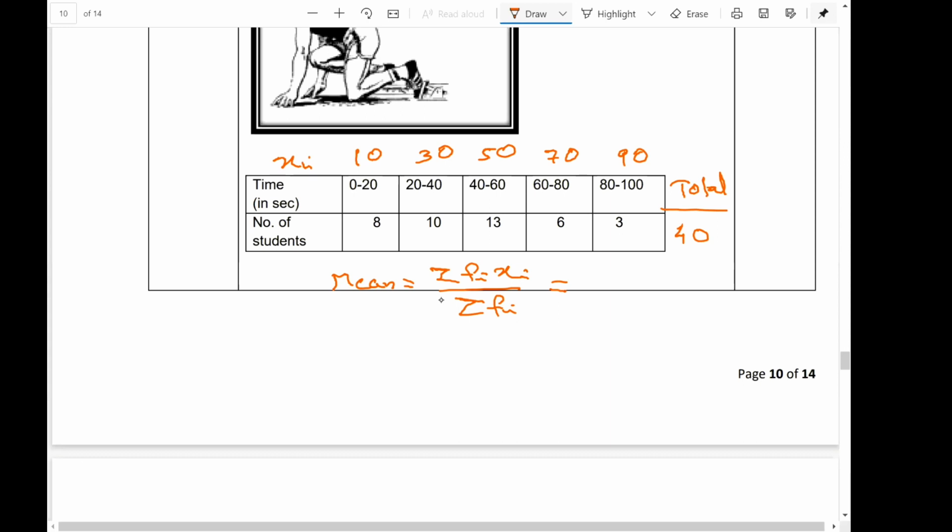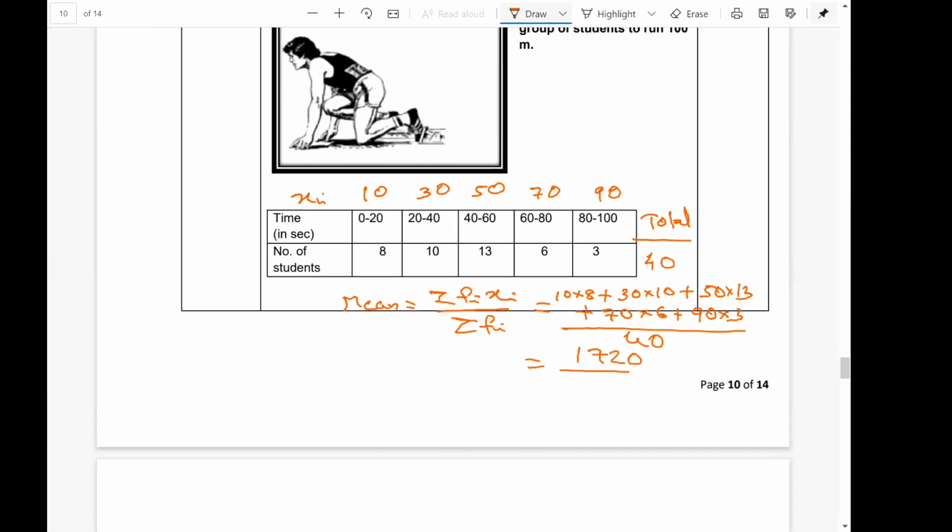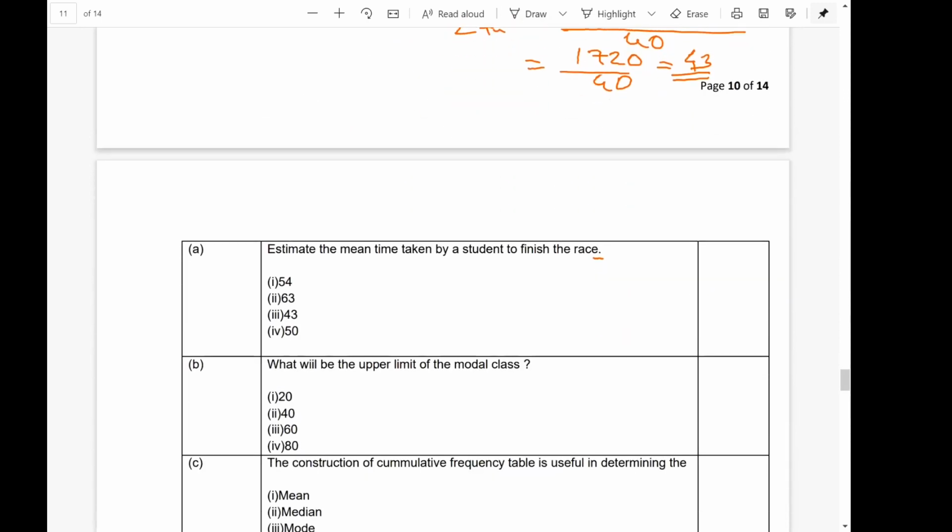And sigma fi xi means 10 into 8 plus 30 into 10 plus 50 into 13 plus 70 into 6 plus 90 times 3, upon 40. So when you multiply, it will be 1720 upon 40. So the answer will be 43. So the mean is 43. That is the first answer. The mean is 43 for this question. 43 is option 3.